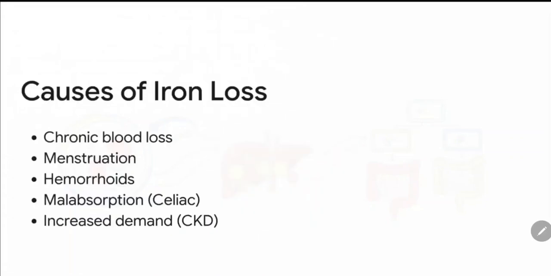Now, when evaluating etiology, never ever forget this clinical pearl. Chronic blood loss is the primary cause of iron loss unless you can prove otherwise. You absolutely must rule out GI bleeds, heavy menstruation, or hemorrhoids. We also see malabsorption causing this, particularly in celiac disease. Think about it. Iron is absorbed in the duodenum, and celiac heavily damages the duodenum. Makes perfect sense, right? Also, keep increased demand from conditions like chronic kidney disease in your differential.